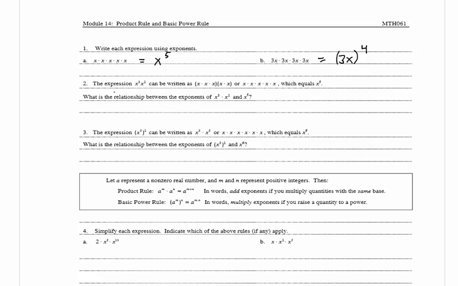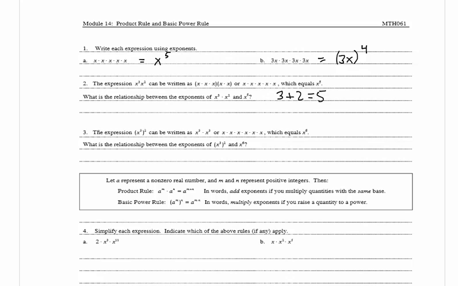In 2, it says the expression x cubed times x squared can be written as x times x times x times x times x, or x times x times x times x times x. And this equals x to the 5th. And they want to know what the relationship is between the exponents of x cubed times x squared and x to the 5th. And the relationship is that 3 plus 2 is equal to 5. So if we multiply quantities with the same base, we add their exponents.